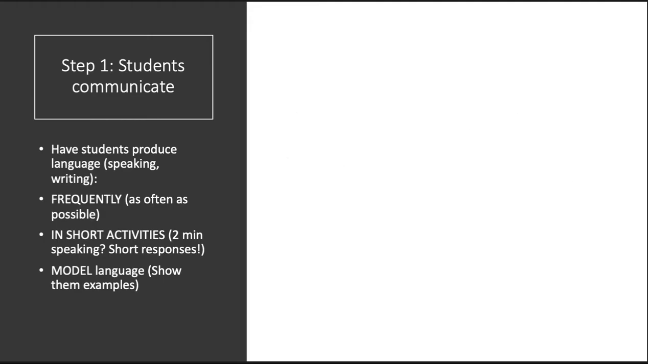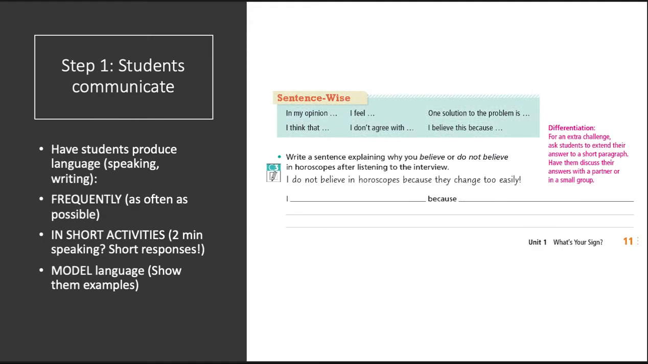This is an example of a quick writing exercise from an activity book. It's from a unit on horoscopes. In this example, you can see that the students are only asked to write a short response, and there is scaffolding in the form of functional language. This is called sentence-wise at the top in this example, right here.